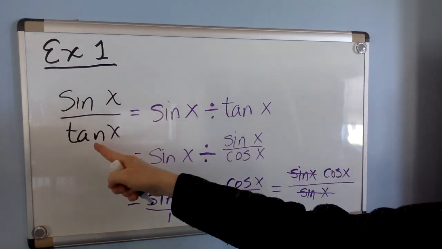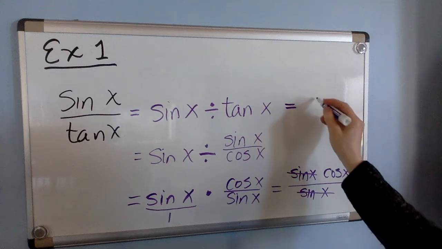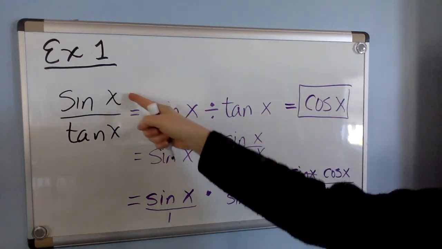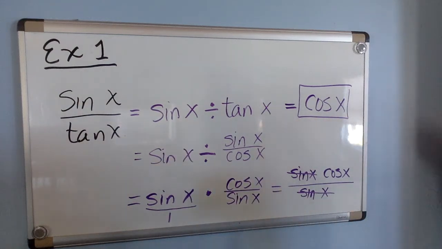So the sine of x divided by the tangent of x is really just the cosine of x. And I've simplified this ratio to the cosine of that angle measure.